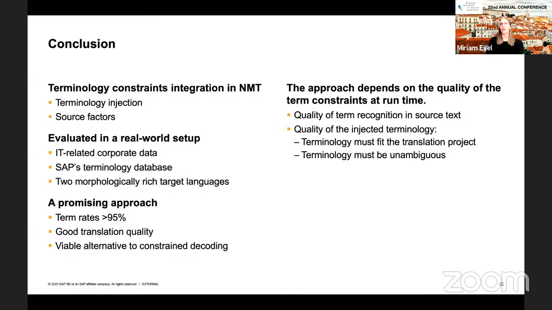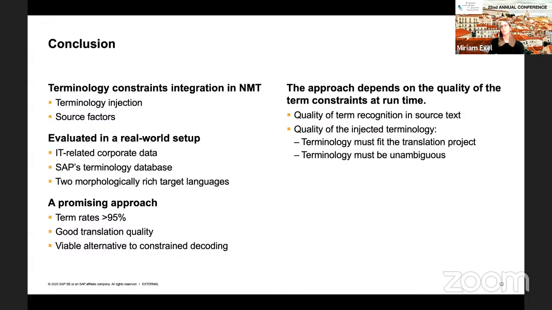And before finishing, I would like to make one important side remark. For using such an approach in production, its successfulness and whether users will accept it will also depend to a very large part on the quality of the terminology constraints that are used at inference time. So usually the term constraints would come from a terminology database or from a dictionary, and then they need to be recognized in the source. So clearly here there is a dependency on the quality of recognizing the terms in the source.